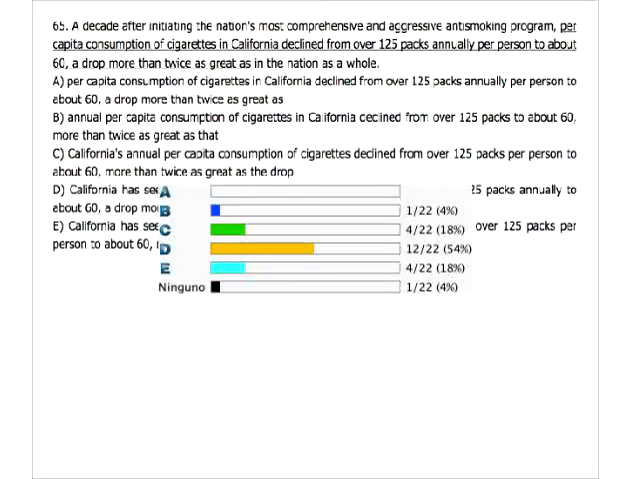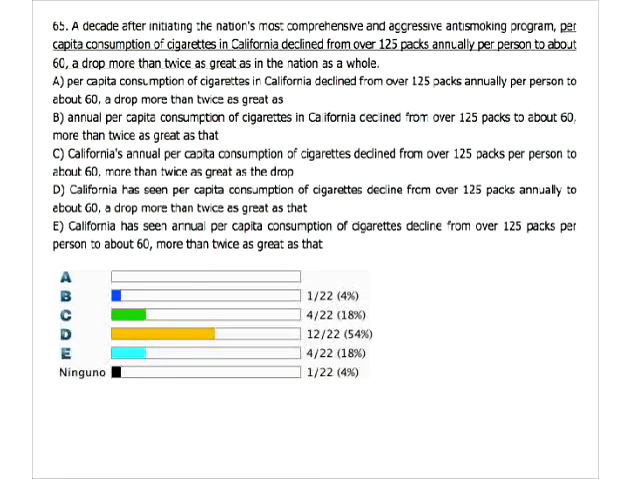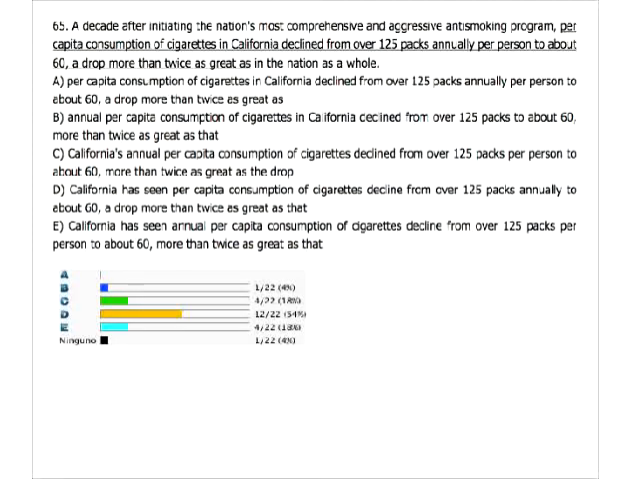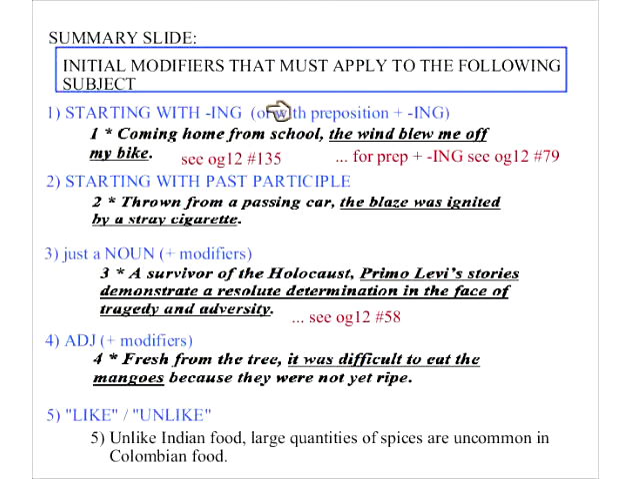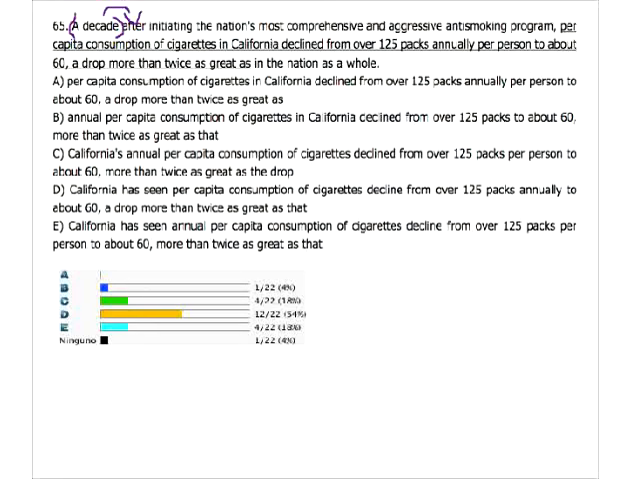Right there. A decade after is still, notice that the decade part here is modifying after. So if I say after doing this versus 3 hours after doing this, this is just telling how far after. So in our list of things here, this is still a preposition plus ing, after doing this. Preposition ing. So if we look at that, that's one of our initial modifiers.